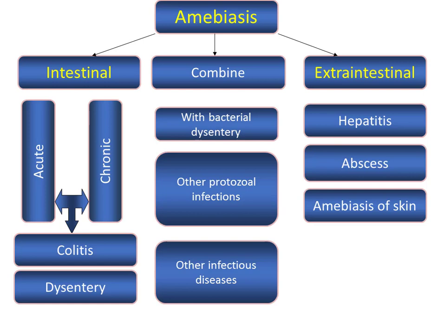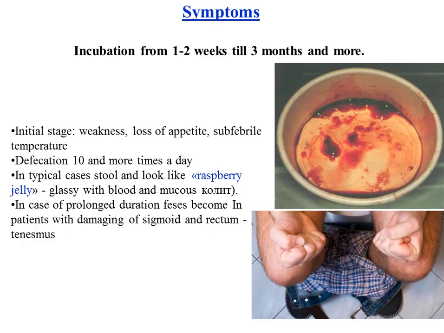Depending on the clinical manifestations, there are the following forms of amoebiasis: intestinal amoebiasis, which can be acute and chronic, and extraintestinal: amoebic abscess of the liver, of the lung, amoebic brain abscess, genitourinary amoebiasis, and cutaneous amoebiasis. Intestinal amoebiasis, or amoebic dysentery, is the most basic and common form of infection.